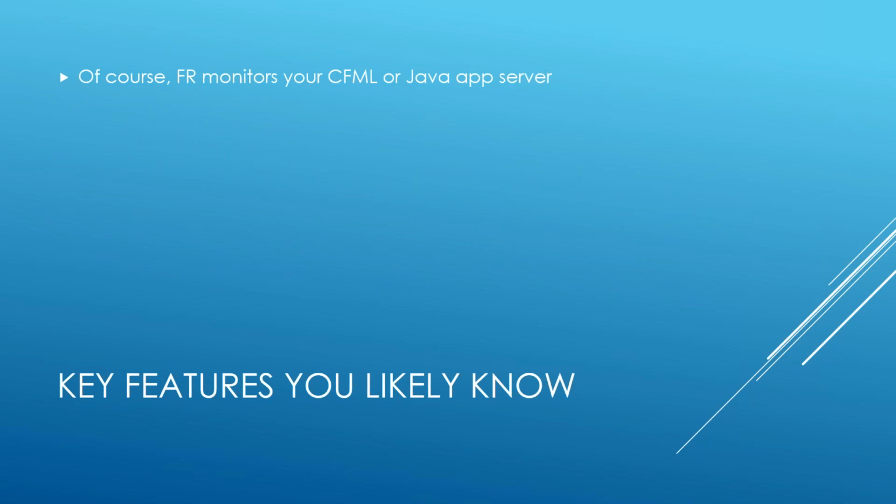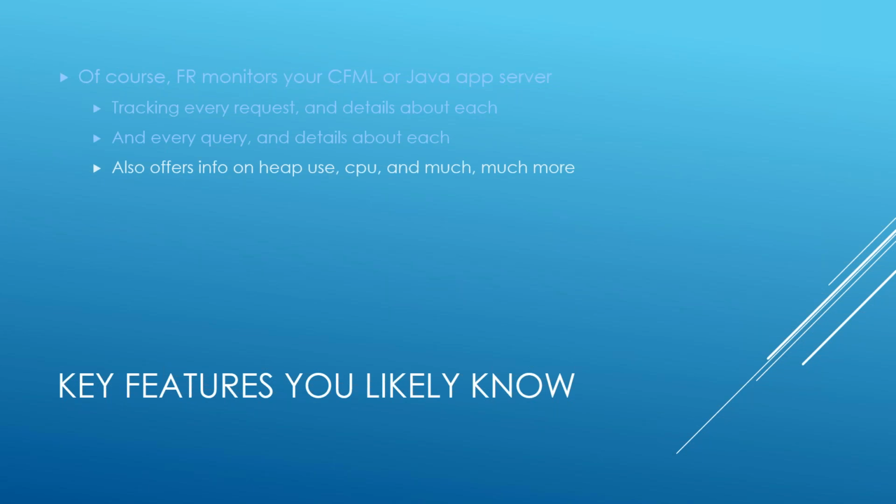Okay, so I also want to say before we go on that this is going to be about hidden gems, but there's some things that you should already know about. It can monitor your CFML or Java application server. It can track every request and the details about each one. It can track every query and the details about each one. It offers information about heap use and CPU and much, much more. We're going to see some things even related to some of those where you go, oh, I didn't know it did that.